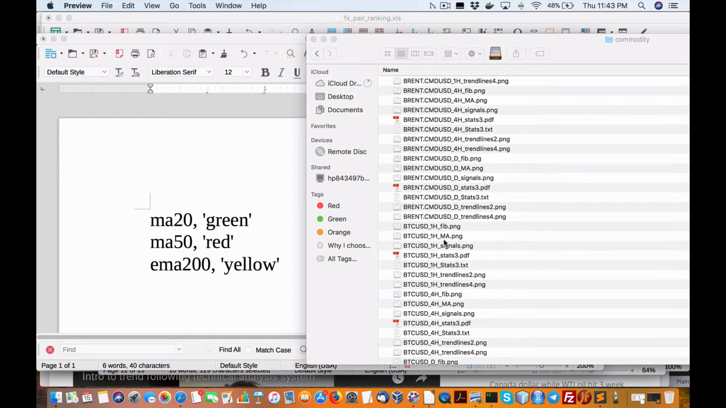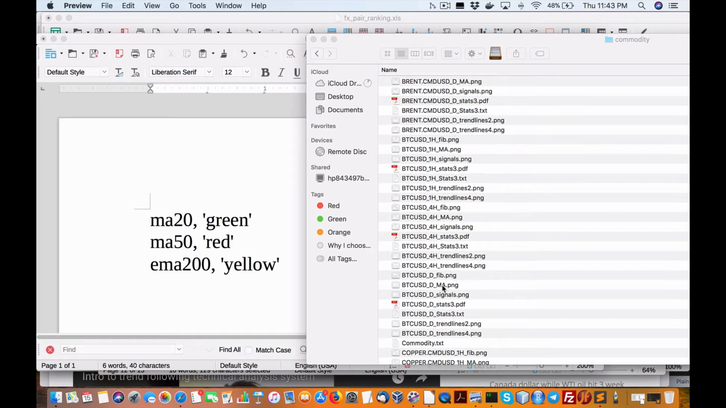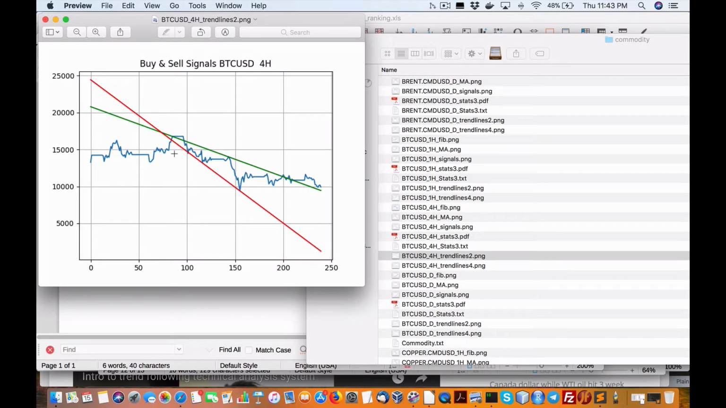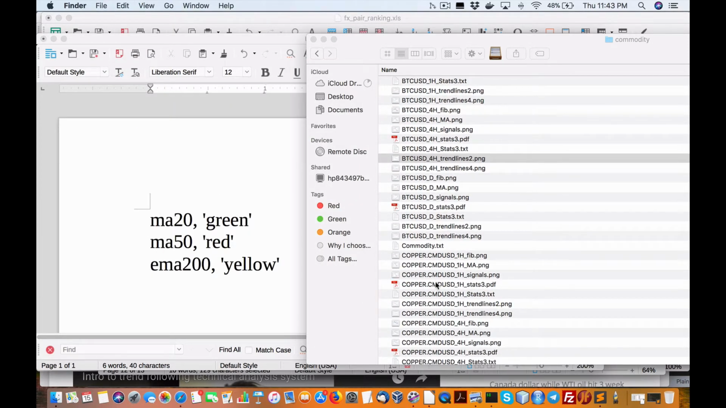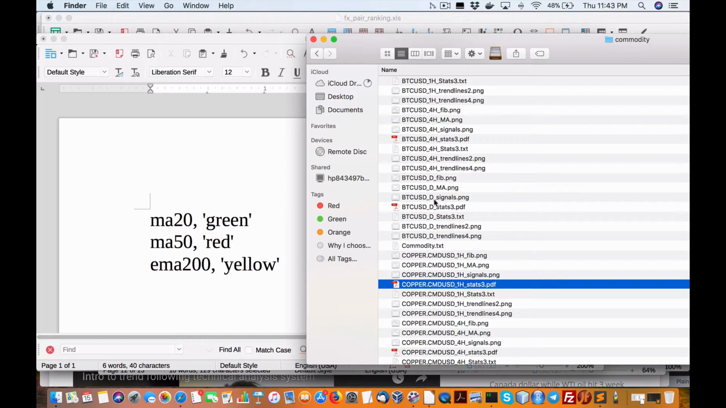Okay, let's go back to Bitcoin. The Bitcoin 4-hour trend, it's just a downtrend. It's just going into this range bound that I'm just going to move on to the next one. Bitcoin's not looking good. There's always better opportunities. Oil looks much better than Bitcoin.